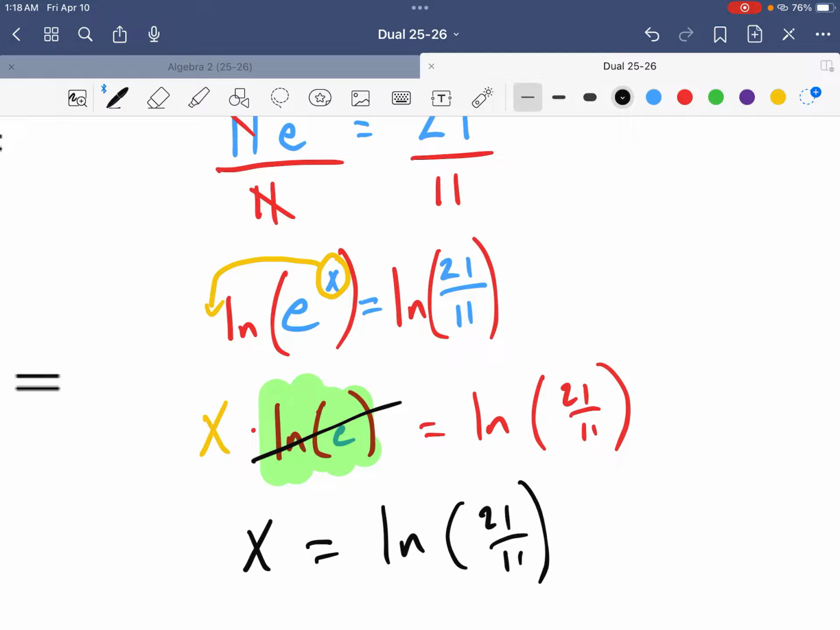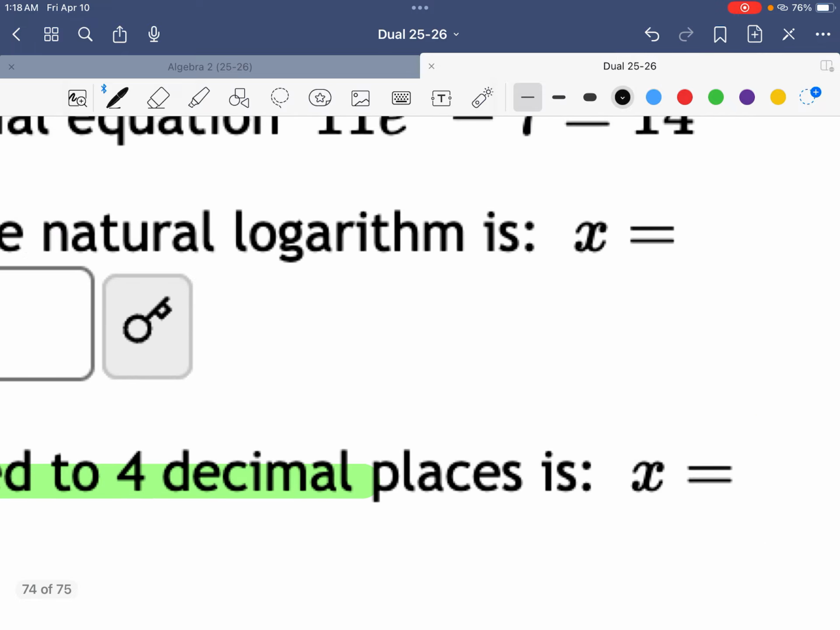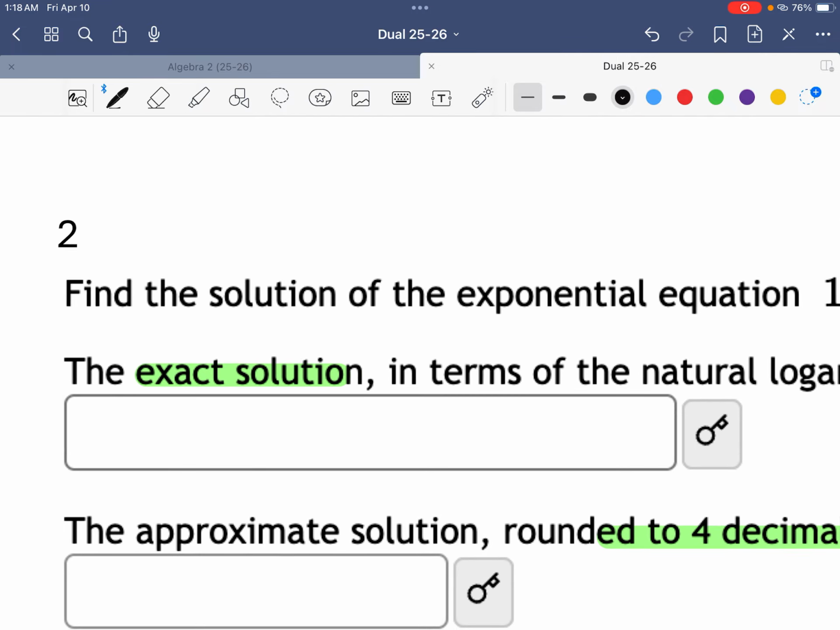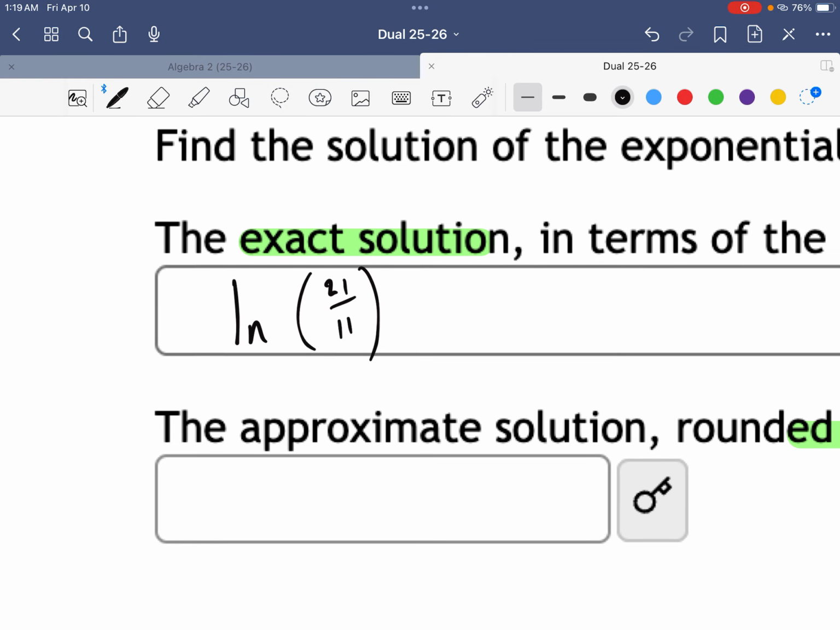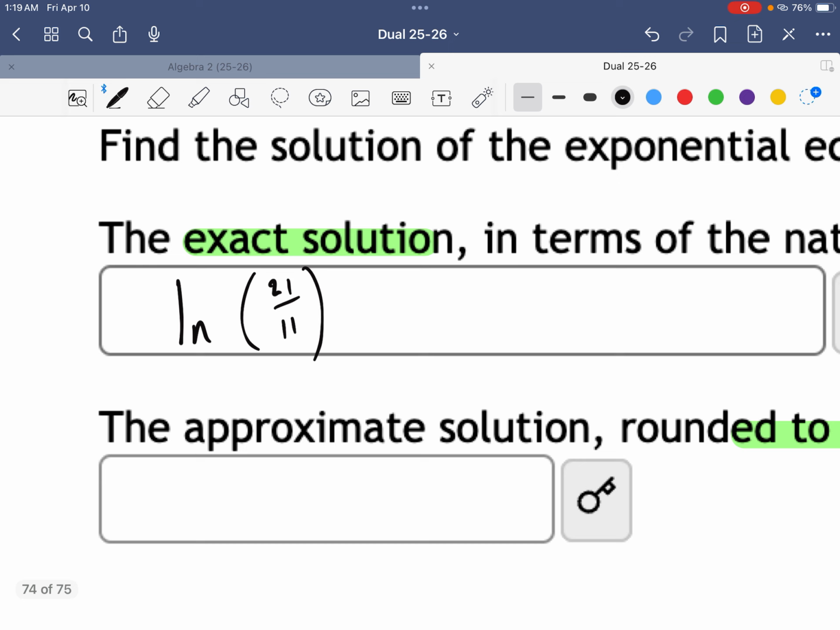And that would be my exact answer. So my exact answer is going to be the ln of 21 over 11. What is the approximate solution? Rounded 4 decimal places. We'll put that on decimals, right?